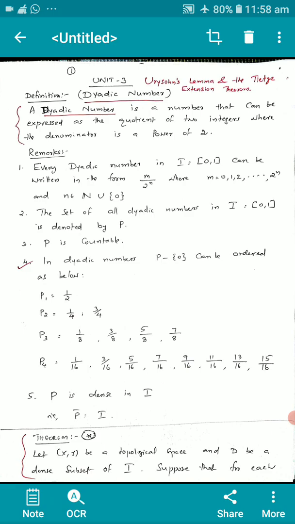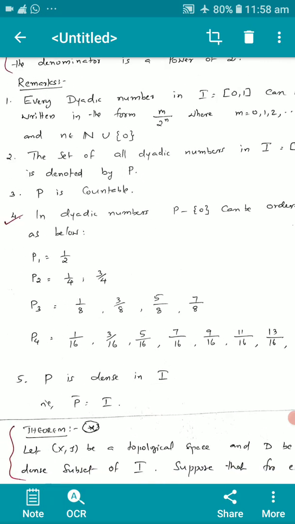Moreover, the dyadic numbers in P minus {0} can be ordered as below. As follows, P1 is 1 by 2 only. What is the order P2? P2, that is 1 by 2 squared, that is 1 by 4. Next comes 3 by 4.